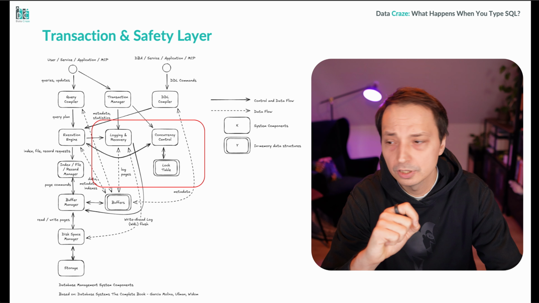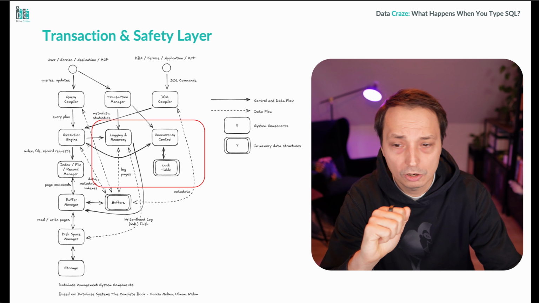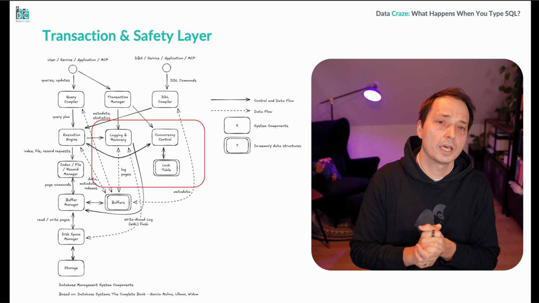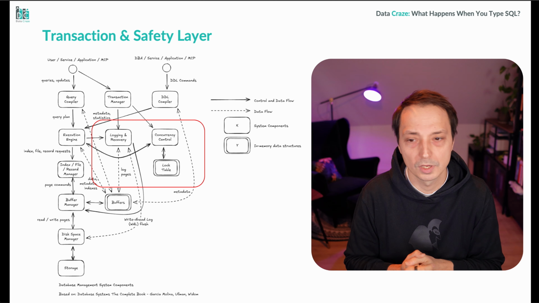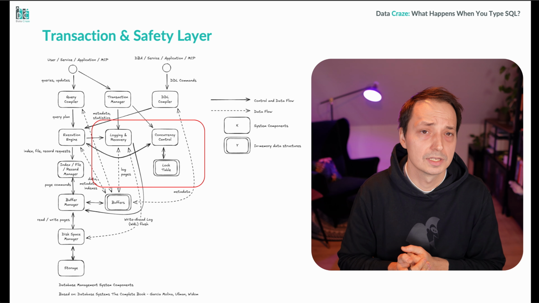Now, the transaction and safety layer. Three elements here: locking table, concurrency control, and logging and recovery. So the locking table is extremely important, especially when you are doing some sort of insert or delete operations and another user, another client, is doing a select, right?